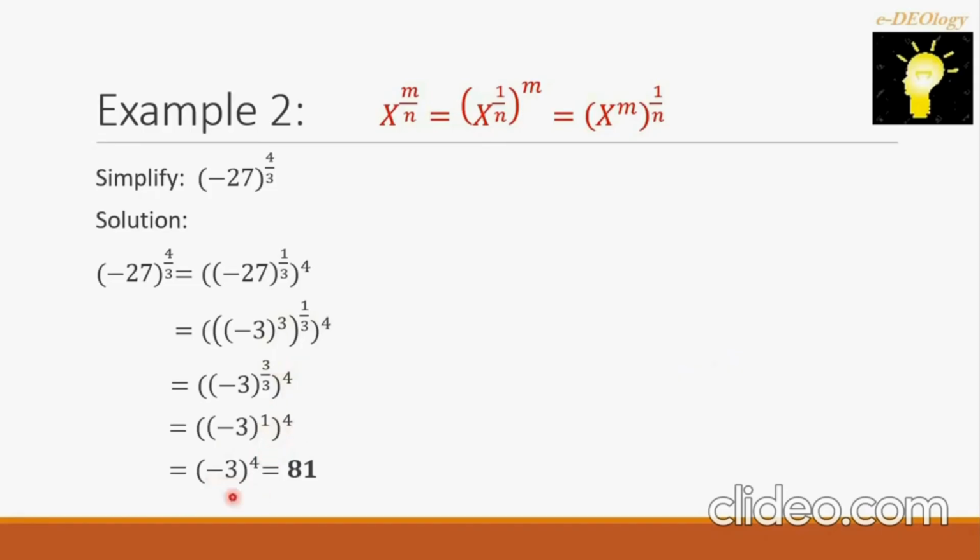there. Now it's time to simplify this negative 3 raised to 4. We will get this 81. So this negative 27 raised to 4 over 3 is equal to 81.